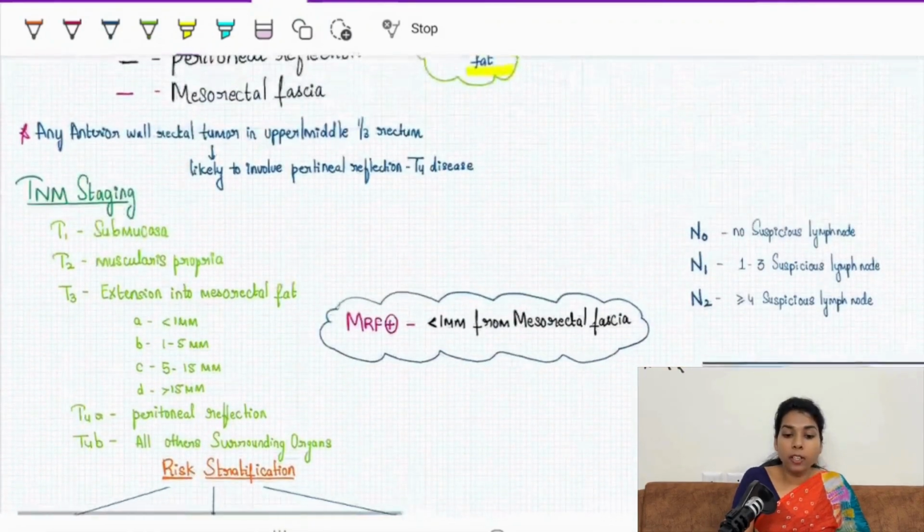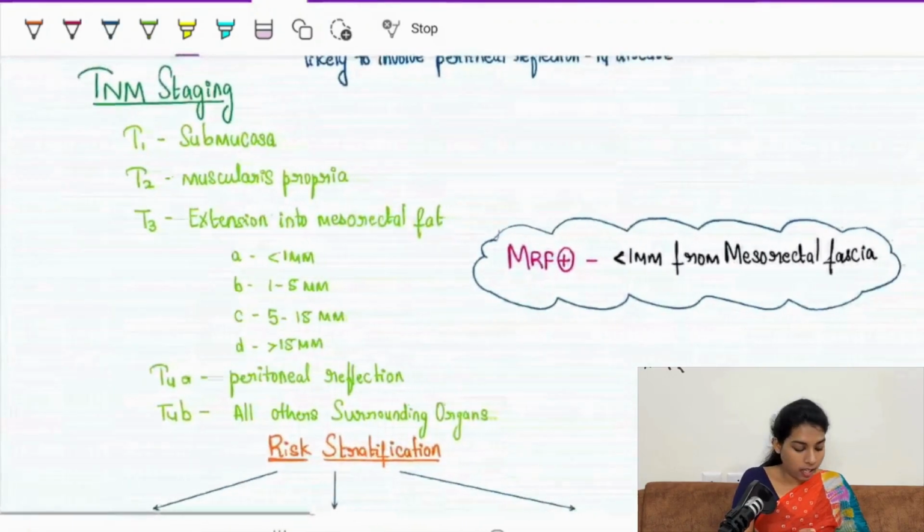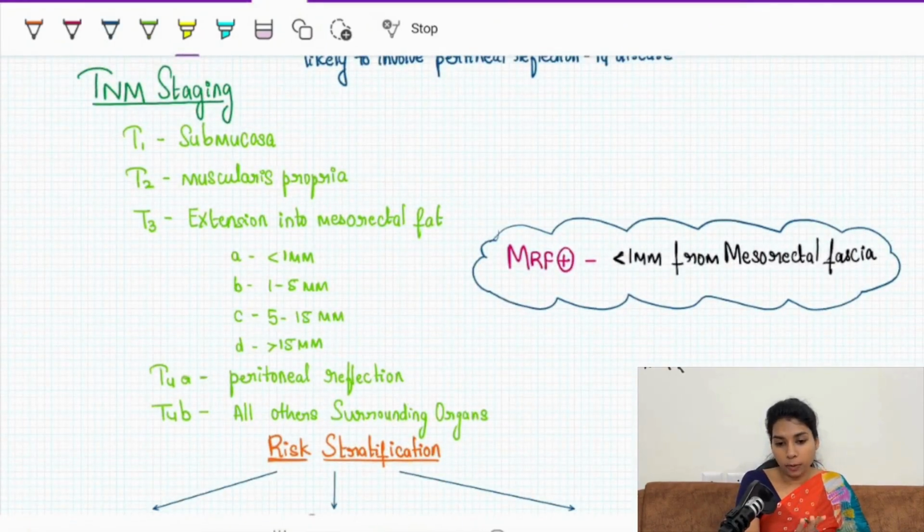So, coming to the TNM staging of carcinoma rectum. Like any other tumor, T1 involves the submucosa, T2 involves the muscularis propria. T1 and T2, we cannot differentiate between these two on an MRI rectum. So, what do we do in such a scenario? Do an endoscopic ultrasound, and then you can tell the difference between a T1 stage and a T2 stage. So this is not the work of a radiologist. Now the work of the radiologist starts from T3 and above.